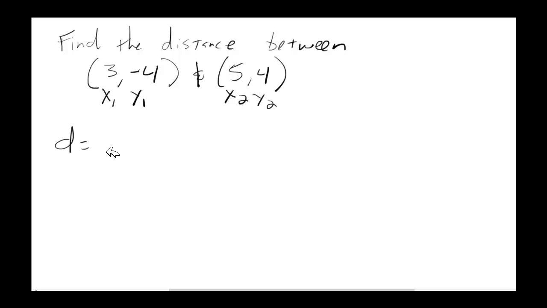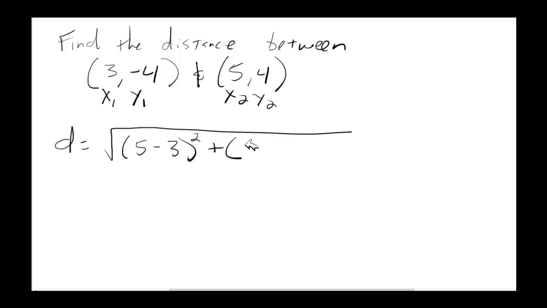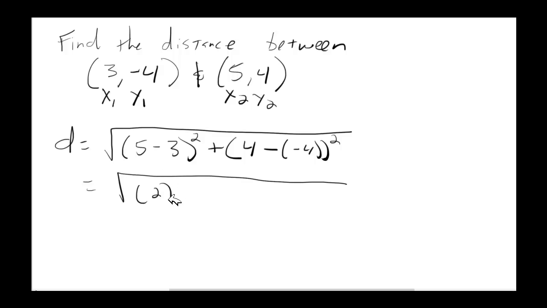So distance equals big square root sign, parenthesis x2 minus x1 quantity squared plus parenthesis y2 minus y1 quantity squared. Okay, let's see, big square root. Well, 5 take away 3 is 2 squared, plus, here's a double negative, so this is going to be 4 plus 4 squared.